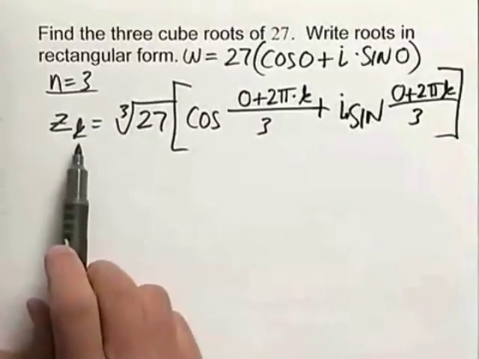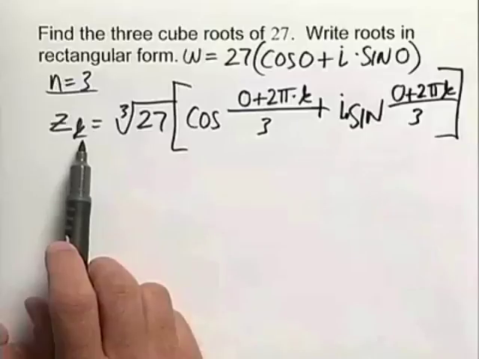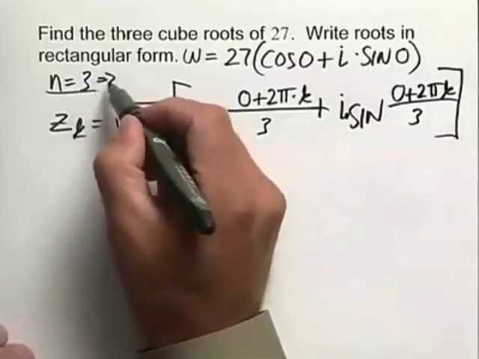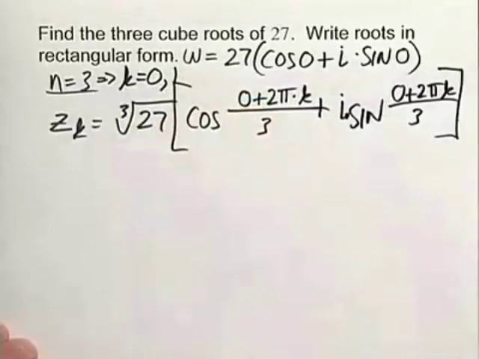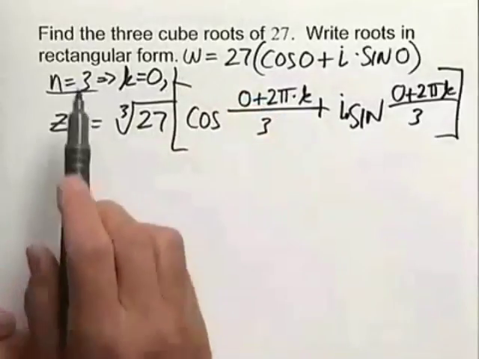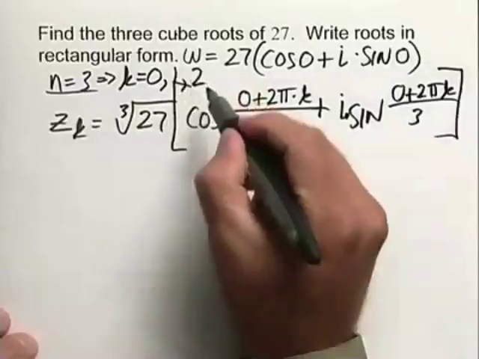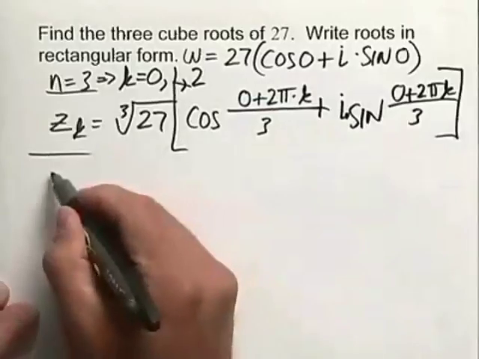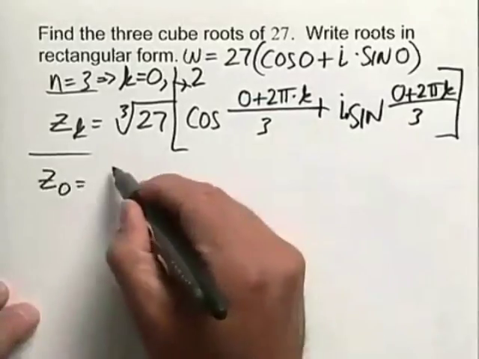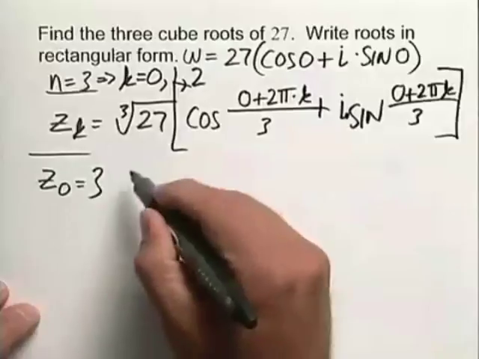Now, let's think about our k values. Remember, k starts at 0, and so let's sneak that in up here. We know k will be equal to 0, and then 1, but where do we stop? Remember that k stops at n minus 1, so we're going to be at 0, 1, 2. We have 3 values to plug in here. So let's start. We have z sub 0 is equal to the cube root of 27, which is simply 3.